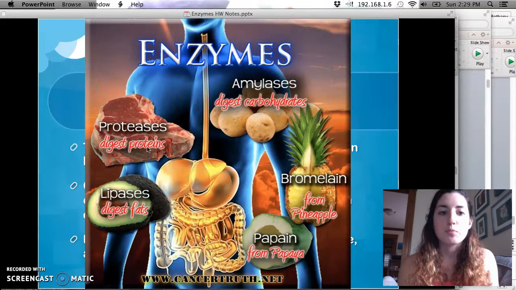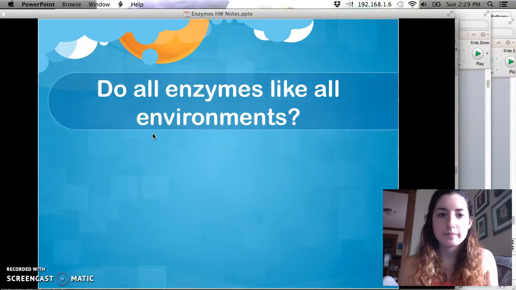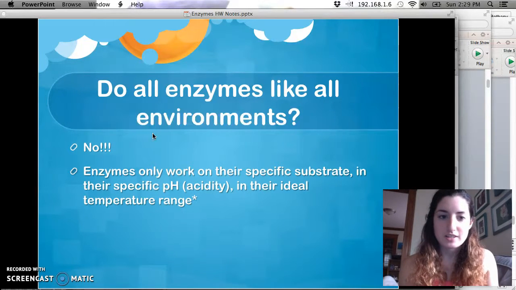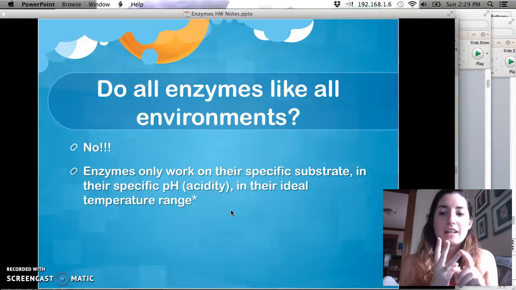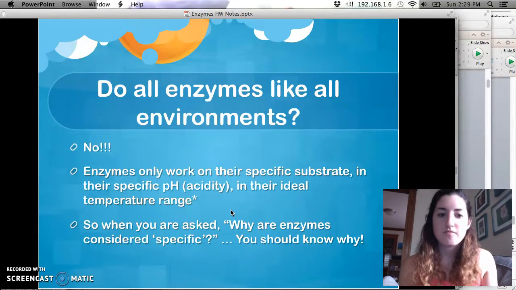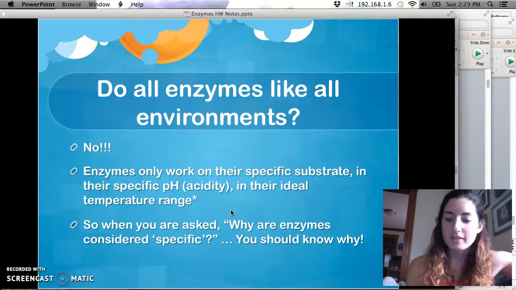So for example, proteases digest proteins and they will not work on carbs, and amylases will digest carbs and will not work on proteins. So do enzymes like all environments? No, they do not. They only work on their one substrate in their specific acidity, called pH, in their ideal temperature. So when asked, why are enzymes considered specific? You should know why.